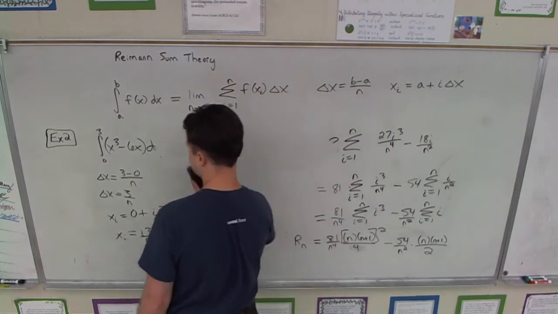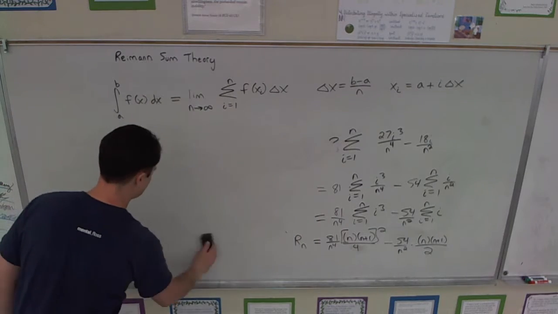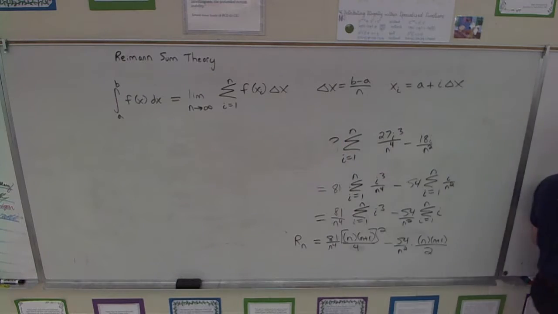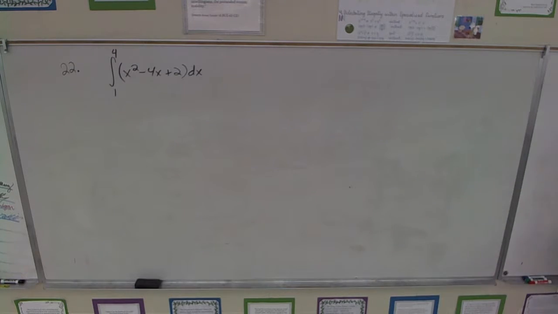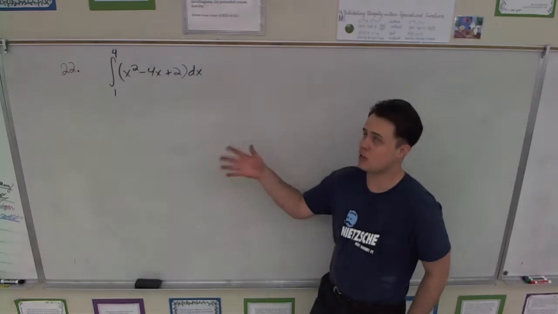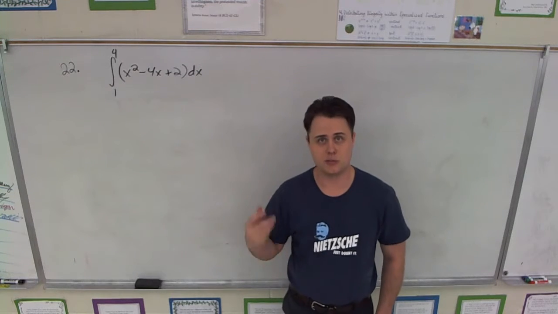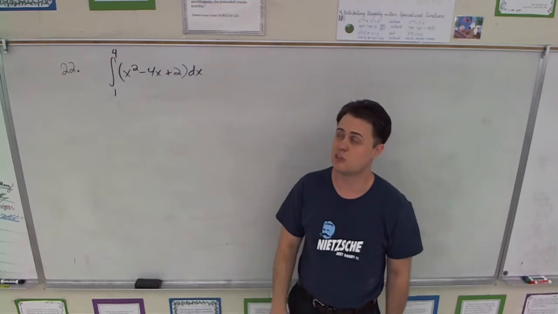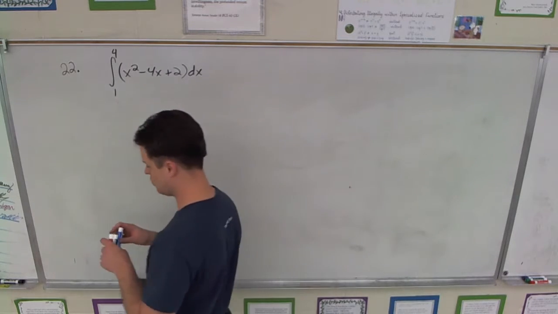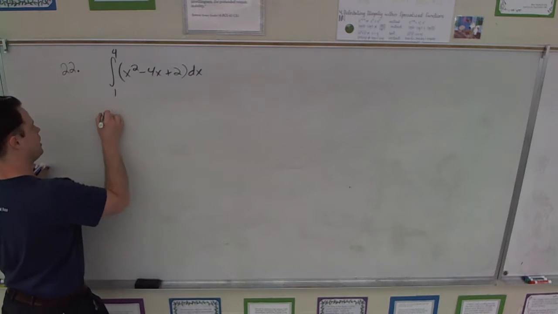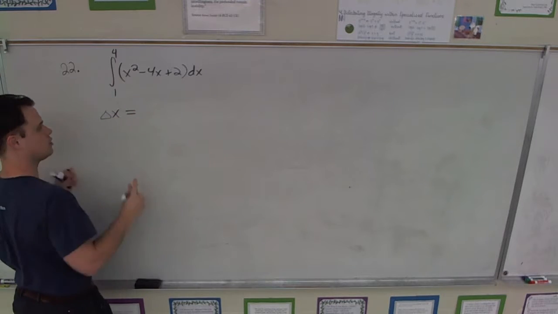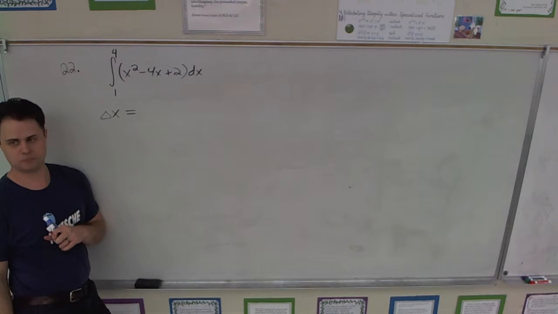All right, let's look at one more problem. Okay, so here's another problem where we're going to estimate it and develop a Riemann sum approach, which then we can take the limit of to find the exact value instead of using the fundamental theorem of calculus. So, what are we going to have for our width delta x for this one?